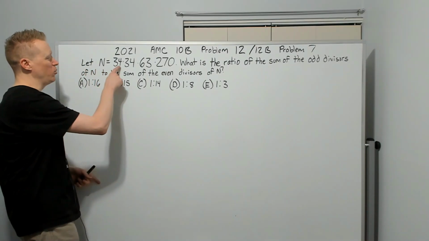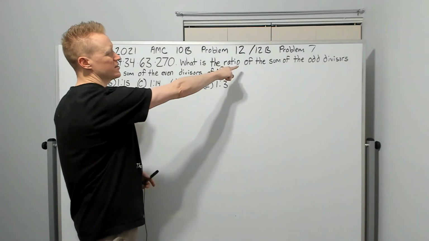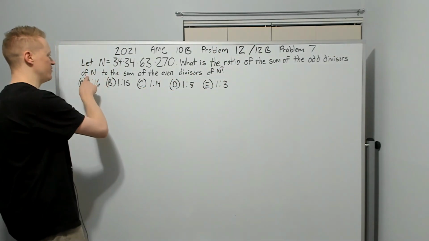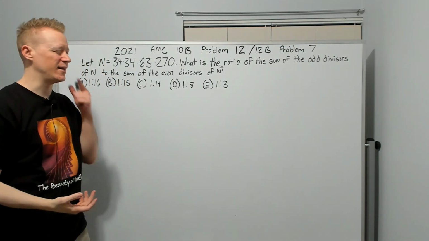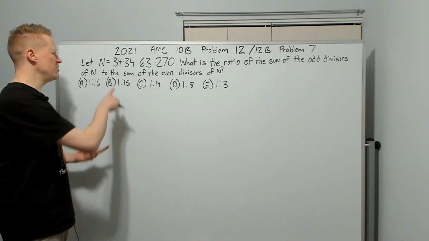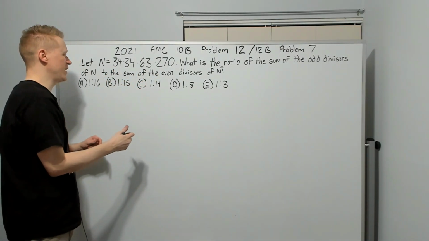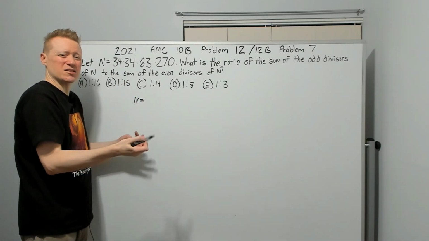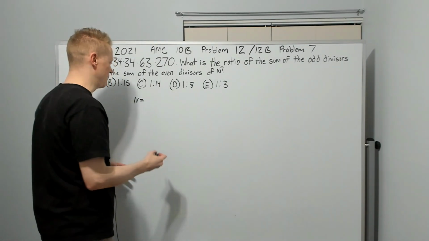Let n equal 34 times 34 times 63 times 10. What is the ratio of the sum of the odd divisors of n to the sum of the even divisors of n? Well, I knew that it probably involves prime factoring, because that's going to give you something about the number of divisors, so let's go ahead and do that. When you don't know what you're doing, just start finding new pieces of information and see if you can think about those new pieces of information.